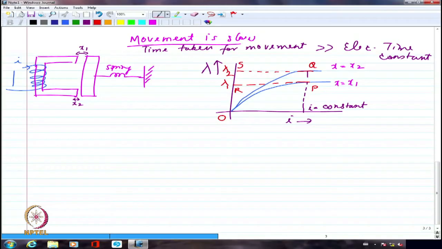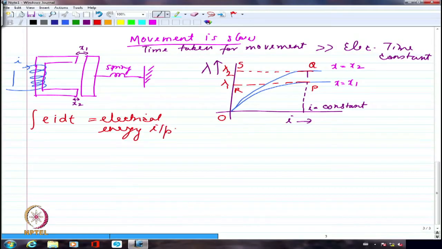What I have given as the electrical energy input is the input to the entire system. That will be, from what we said earlier, EI dt. This is the electrical energy input. And after all, E dt we said is d lambda. So I have to integrate this as the electrical energy input going into the system, from lambda 1 to lambda 2, I d lambda. That's all.